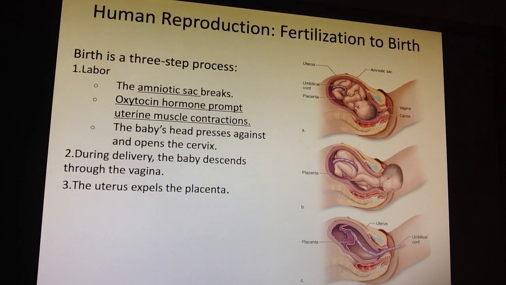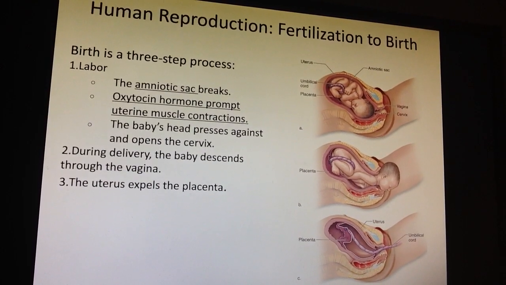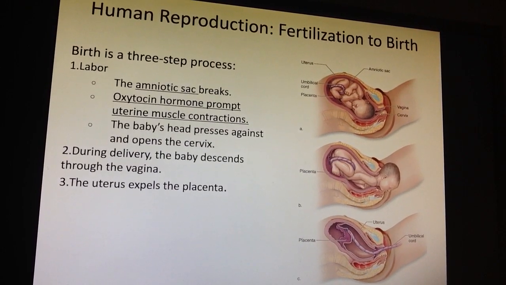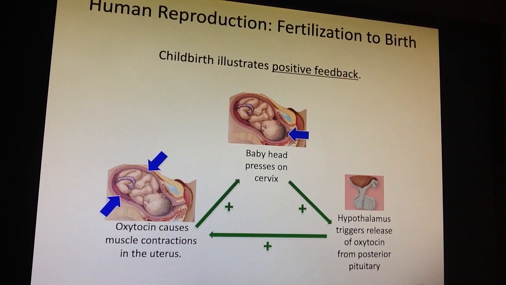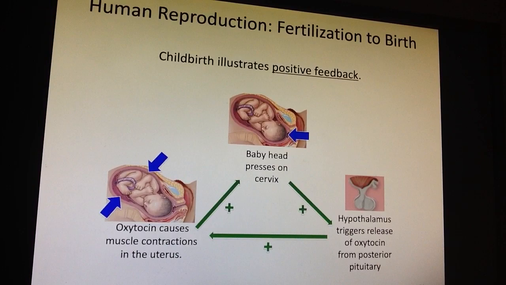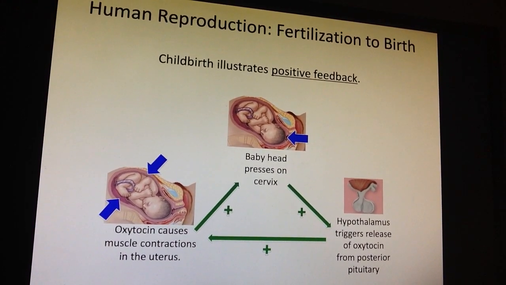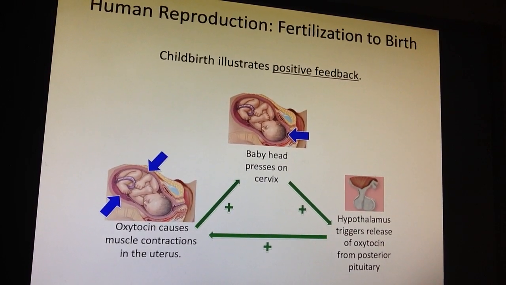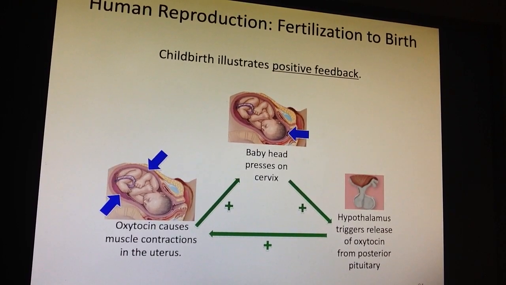And the weight of the baby will cause pressure on the cervix of the uterus, which will cause oxytocin hormone to be released, which will cause uterine contractions. Okay? If we remember from chapter 1, positive feedback, our number 1 example was childbirth. Change causes more change. That's positive feedback homeostasis. Change causes more contractions, which causes more contractions until the baby's born.